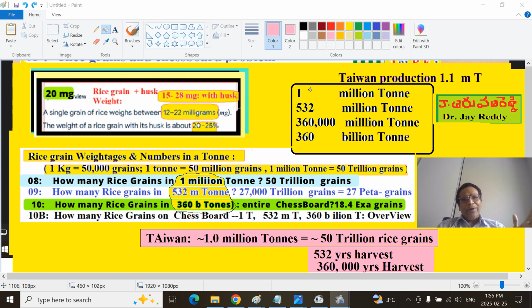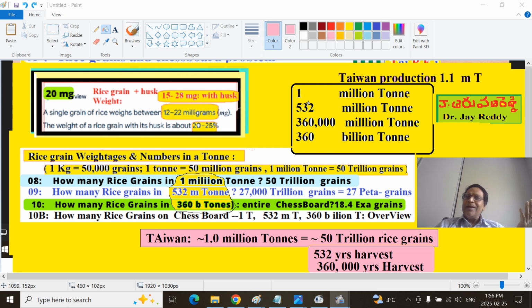1 million ton means, if you have a concept of 1 million ton, that is the yearly harvest of a country called Taiwan, which harvested 1.1 million tons of rice grain in 2024, rounded to 1 million tons. That is 50 trillion grains. Taiwan means T, so trillion grains. This is the global harvest, 532 million tons.